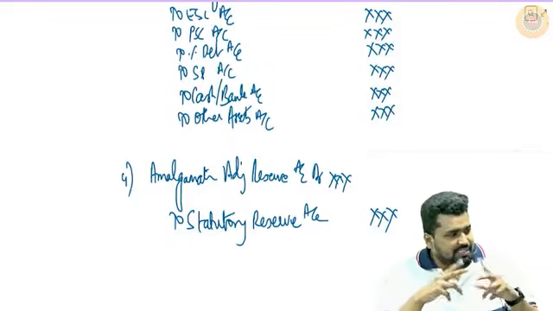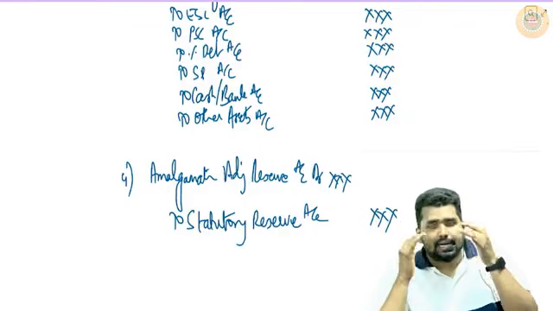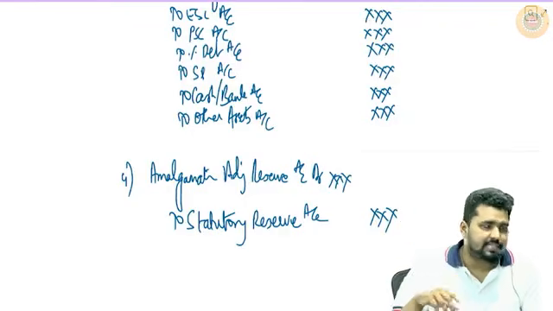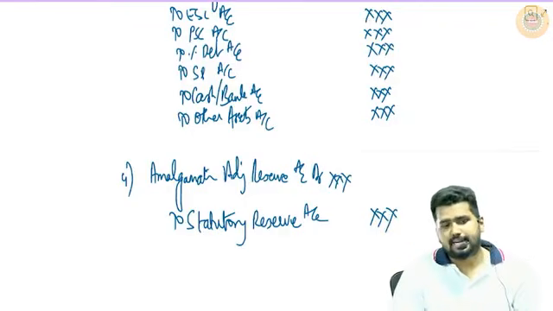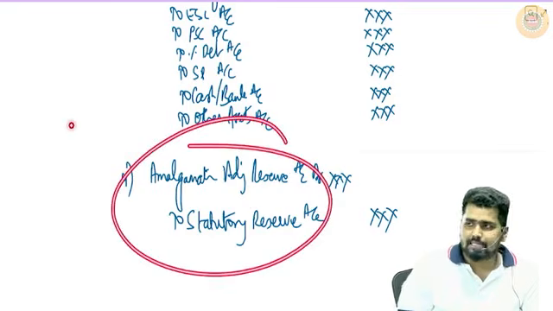After 3 years you can reverse this entry and nullify it. Clear or not clear? And after the 3 years period, it will not appear in the balance sheet. Clear? So this alone we have to remember.